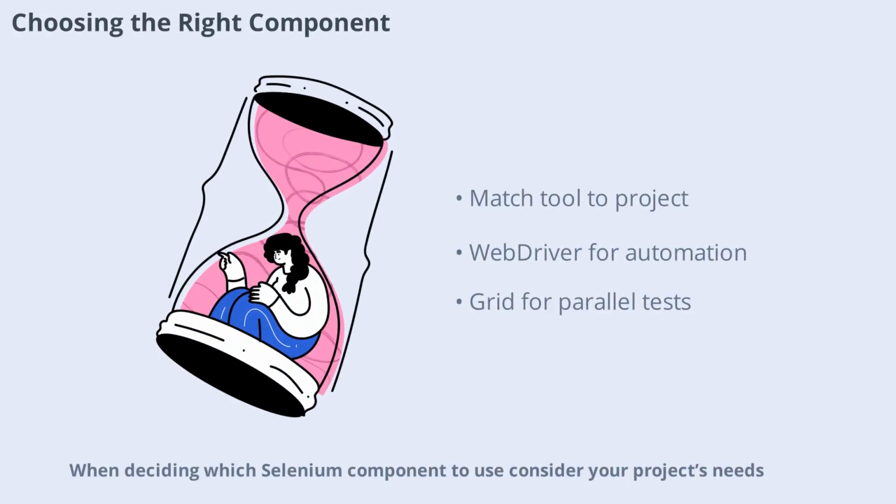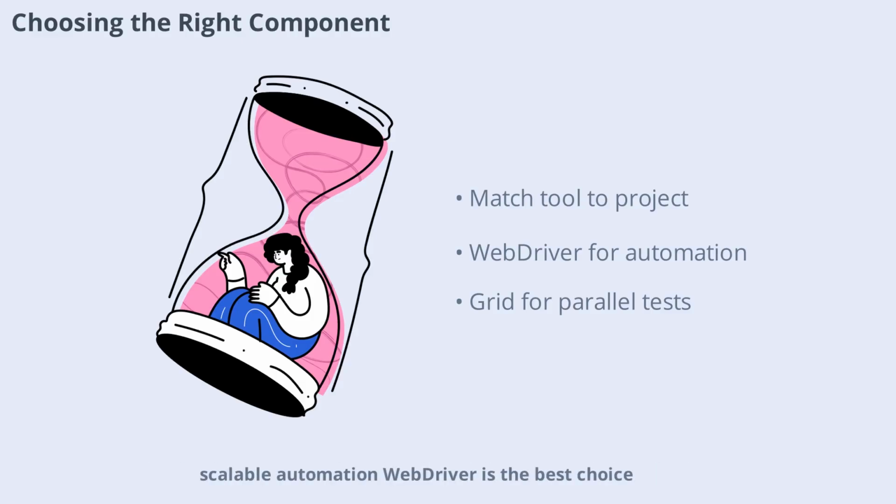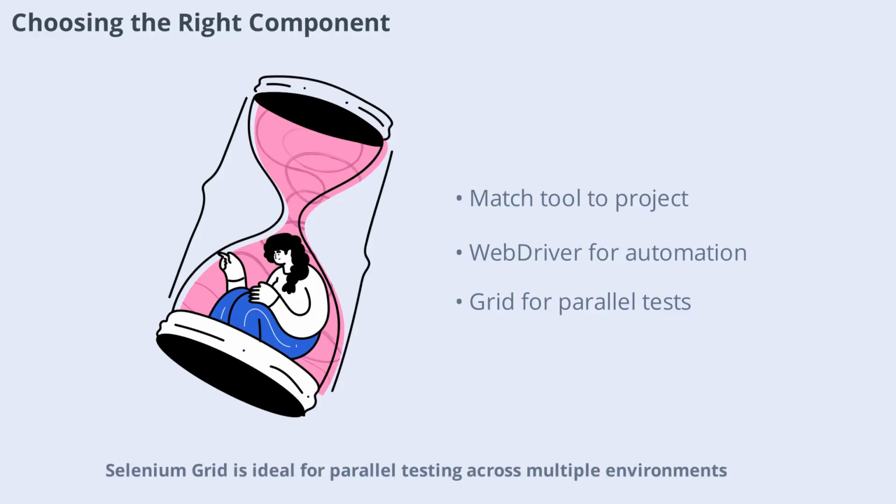When deciding which Selenium component to use, consider your project's needs. For simple, quick tests, Selenium IDE might be enough. For robust, scalable automation, WebDriver is the best choice. Selenium Grid is ideal for parallel testing across multiple environments. Understanding each component's strengths helps you build an effective test strategy.